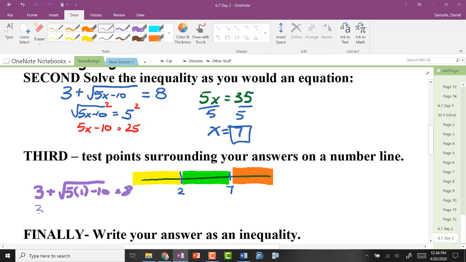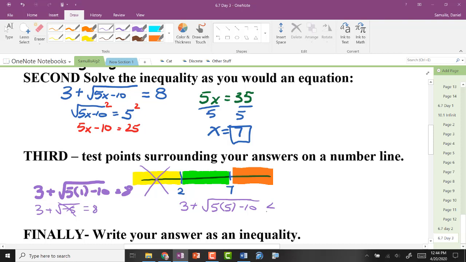And that gives me 3 plus -5 equals 8. And right there, that knocks that out. So this does not work. All right, let's test a number that's in between 2 and 7. So what's a number in between 2 and 7? Who said 5? All right, good. We're going to go with that one then.